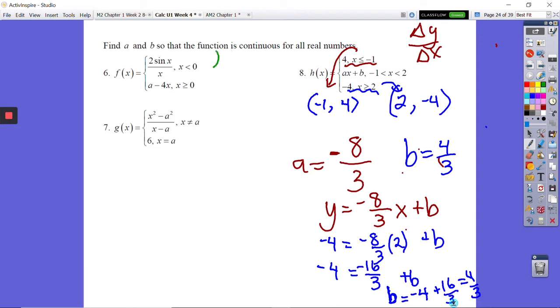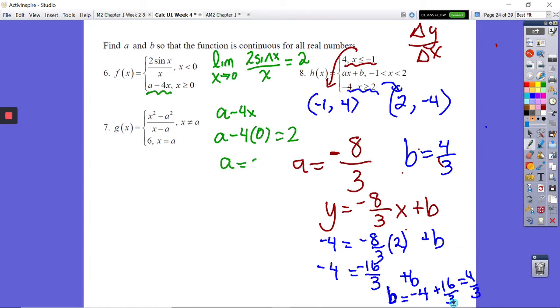So the limit as x approaches 0 of 2 sine x over x is going to be equal to 2. Because it's not defined at 0, but that's the limit. So I'm going to use 2 as the value of the function at 0. So that means I'm going to set this a minus 4x equal to 2 when x is 0. And so I have a is equal to 2.